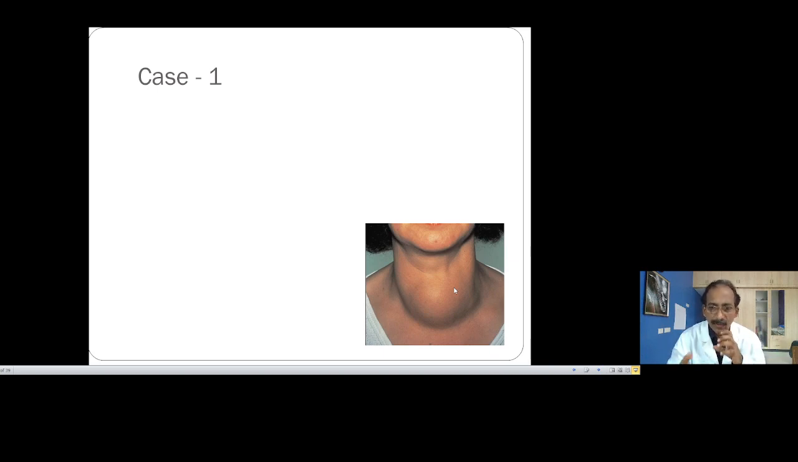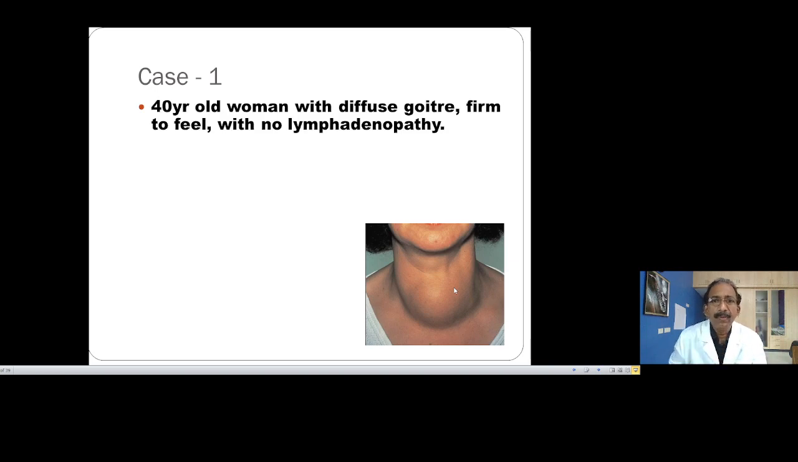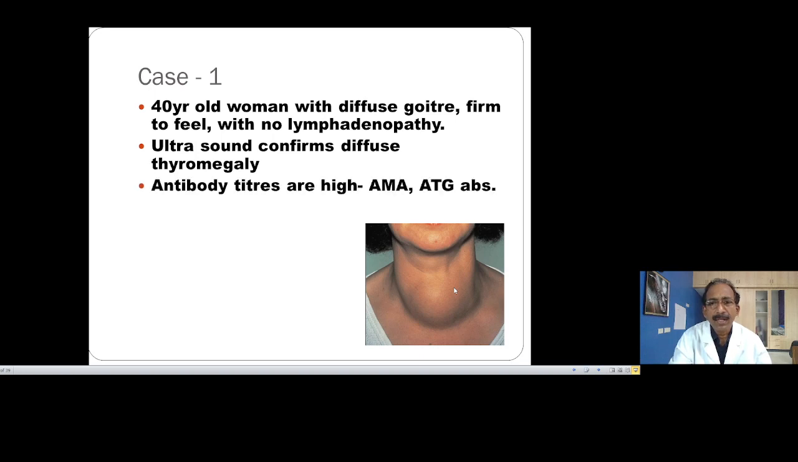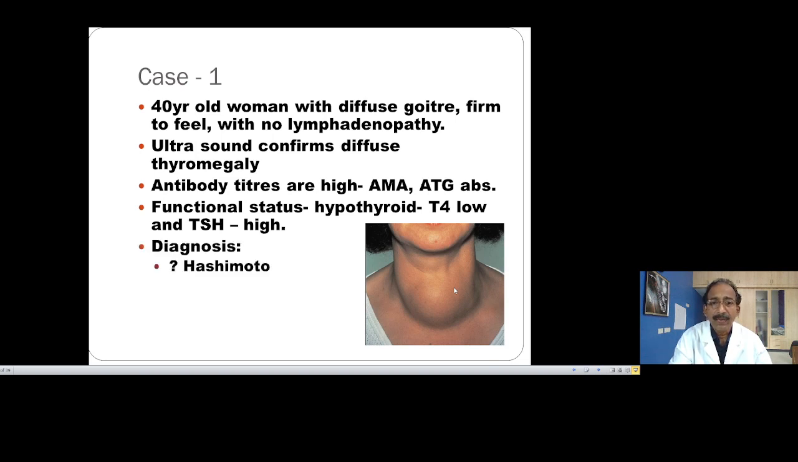Case number one: you see a 40-year-old woman with a diffuse goiter, firm to feel with no lymphadenopathy, who comes to you. You do an ultrasound, which confirms diffuse thyromegaly, with no nodules. The antibody titers are high: antimicrosomal antibody, which is another name for anti-TPO antibodies, and anti-thyroglobulin antibodies. The functional status is hypothyroid. T4 is low and TSH is high. What is your diagnosis?